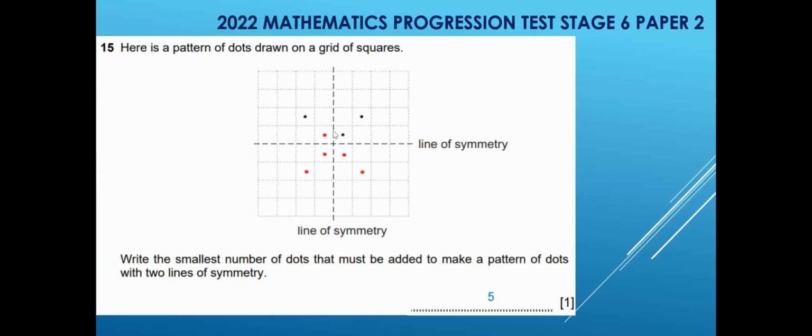And for the vertical mirror line, this is one box to the right, and we have to draw one box to the left. The same, one box to the right, one box to the left. So altogether 1, 2, 3, 4, 5. We have to draw the dots to make patterns of dots with 2 lines of symmetry. Next.